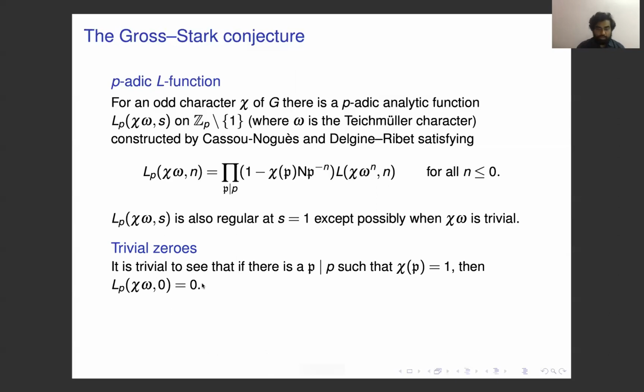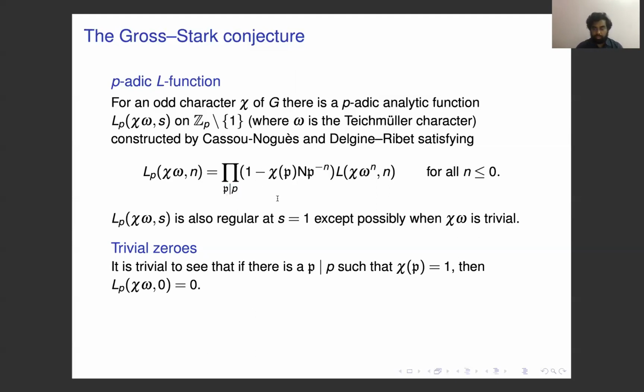It is easy to see that if chi of p is 1 for some prime p dividing the prime number p, then L_p(chi omega, 0) is 0, because one of the factors that you're multiplying by is 0. Such a zero is called a trivial zero. Now, an obvious question is, what happens if, for all of these primes p dividing p, chi of p is 1?